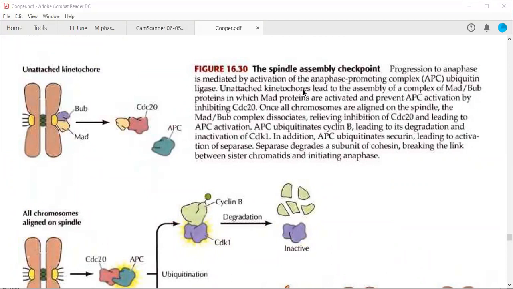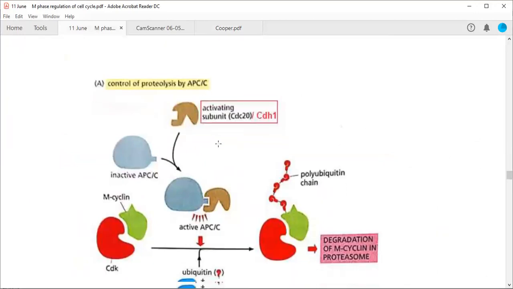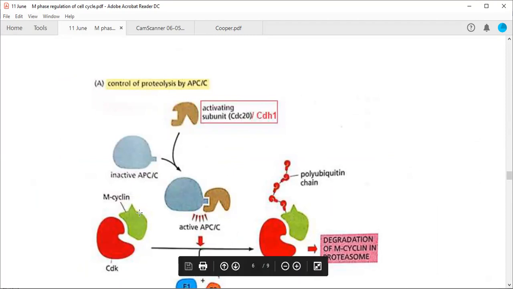Okay. So unattached kinetochores lead to the assembly of a complex, if the spindle apparatus is not attached somehow to this particular kinetochore of this chromosome. So the two proteins, one called BUB and one called MAD, will bind. Once they bind, this MAD protein will be freed from this complex and it will inhibit CDC20. Once CDC20 is inhibited, it is no more available to activate the APC. Now, from our last discussion, you can see that this APC needs an activating subunit called CDC20 or CDH1. If this is not available, the APC will not be activated, and so it will not ubiquitinate its targets. So they will not be degraded, and this complex will remain there. That is called the maturation promoting complex, MPF.